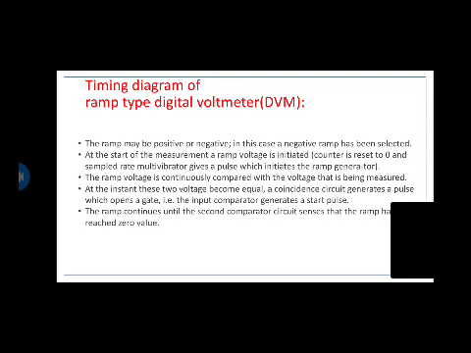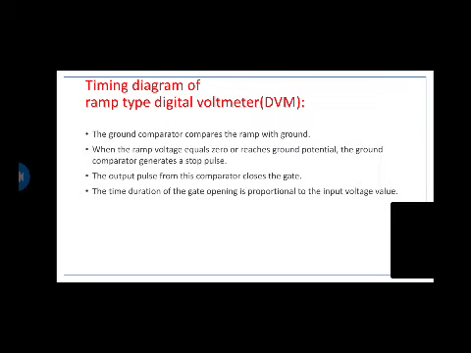The ramp voltage is continuously compared with the voltage that is being measured. At the instant these two voltages become equal, in coincidence, the circuit generates a pulse which opens the gate, i.e. the input comparator generates a start pulse. The ramp continues until the second comparator circuit senses that the ramp has reached zero value. The ground comparator compares the ramp with ground. When the ramp voltage equals 0 or reaches ground potential, the ground comparator generates a stop pulse. The output pulse from this comparator closes the gate. The time duration of the gate opening is proportional to the input voltage value.